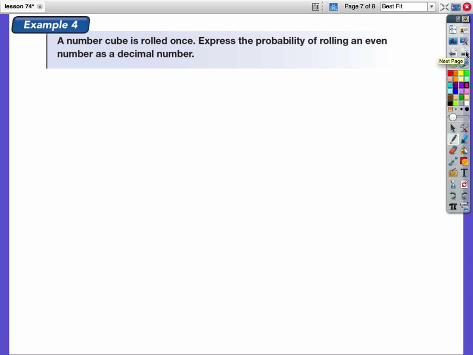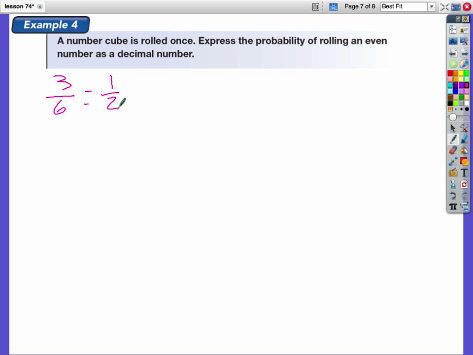Now, a number cube is rolled once. Express the probability of rolling an even number as a decimal number. Well, if we roll it, remember there's 6 options. We have 1, 2, 3, 4, 5, 6. So the probability of rolling an even number is going to be 3/6, because 3 out of the 6 numbers are even. If we reduce that, that's 1/2.